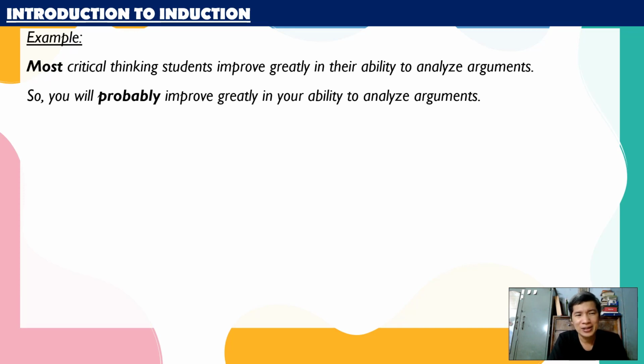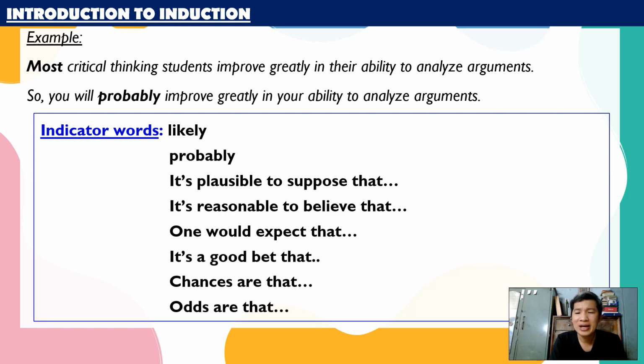Then you can see this is inductive reasoning. We have learned already: most critical thinking students improve greatly in their ability to analyze arguments, so you will probably improve greatly in your ability to analyze arguments. You have the word probably. Then you have the key indicators, or you can say the indicator words, to let you know that this is inductive reasoning, this is an inductive argument: likely, probably, it's plausible to suppose that, it's reasonable to believe that, it's a good method.